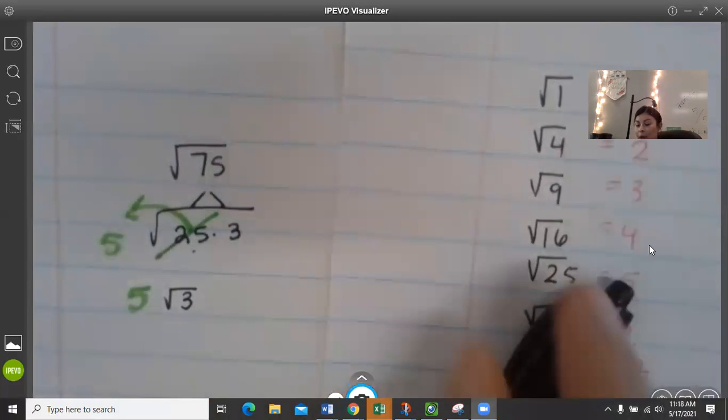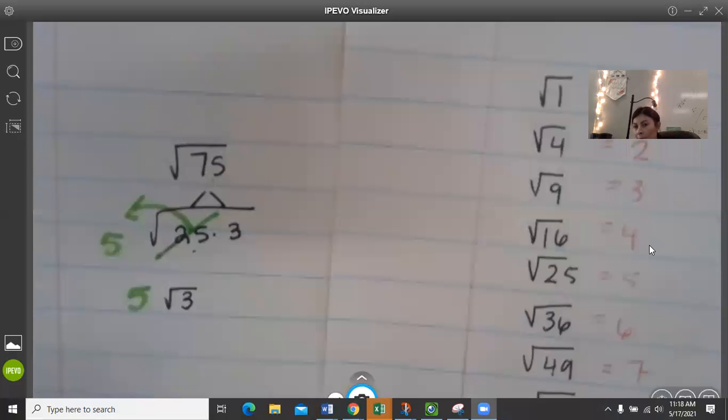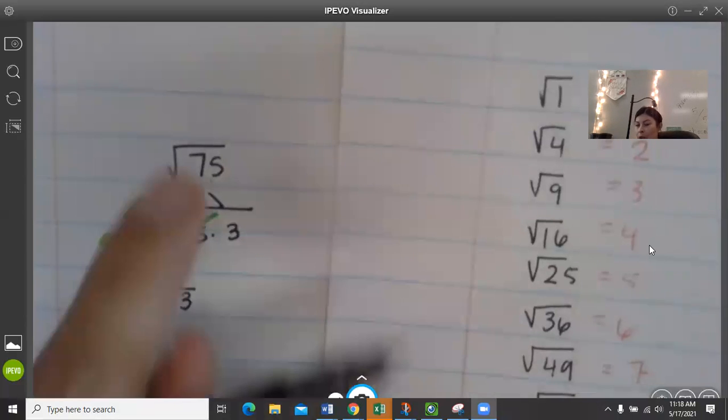Okay, and that's what happens when you don't have a calculator. So we're going to do a couple of examples, and then you're going to have to use the quadratic formula, because remember we have this in the quadratic formula. All right, let's do another example.